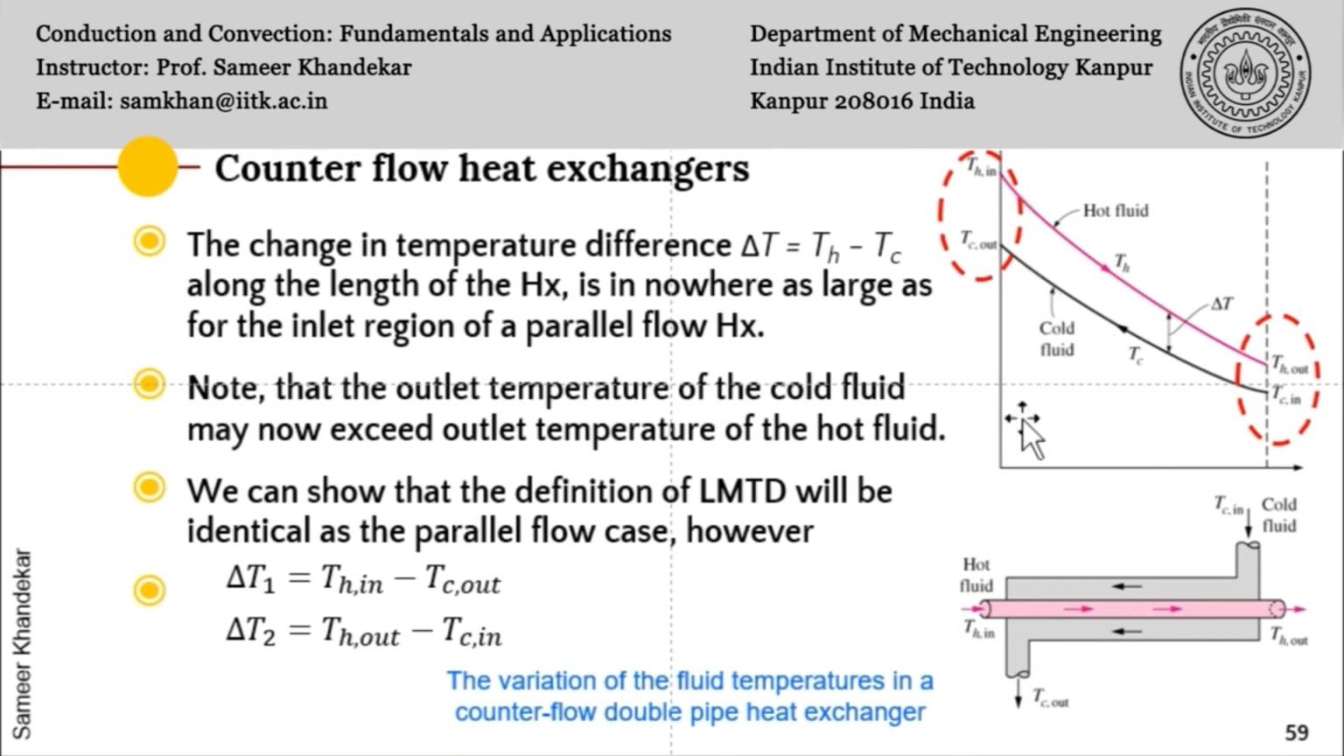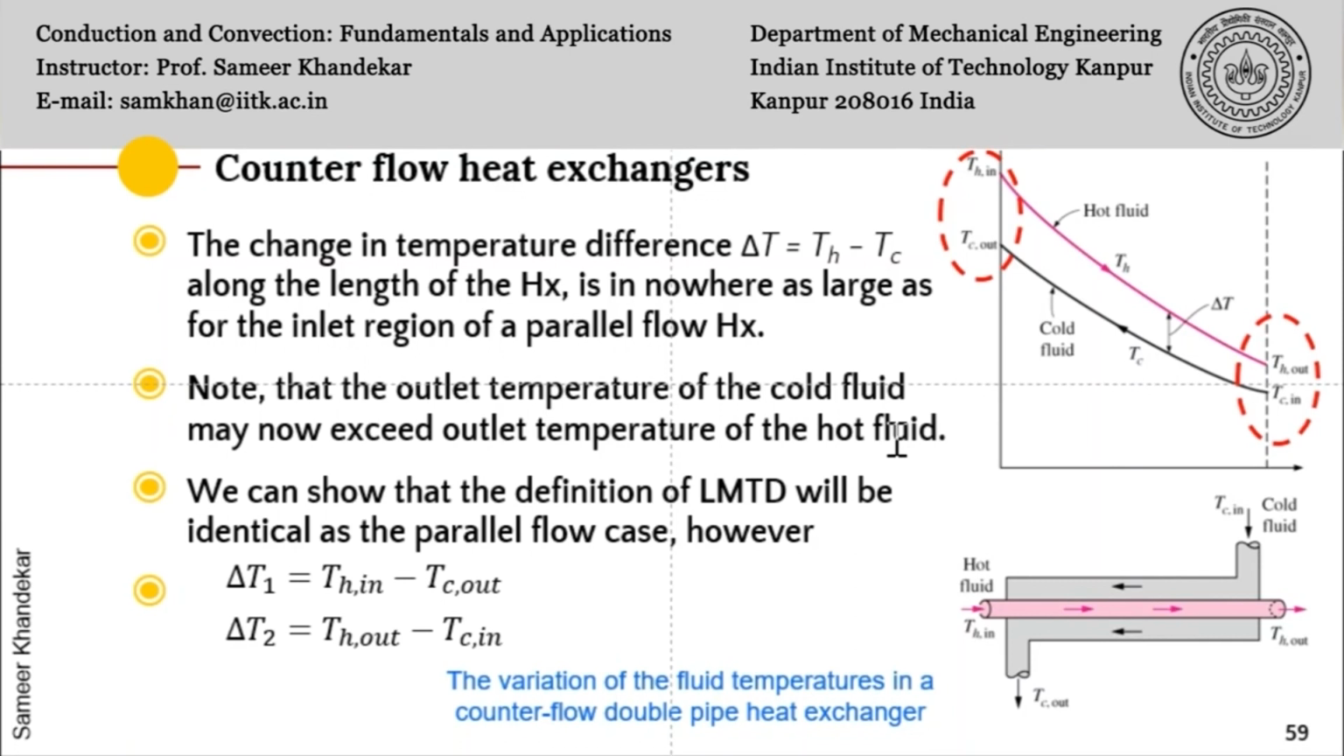So naturally, on the inlet side in the parallel flow, the delta T at the inlet, which I have circled here with a dotted ellipse, is pretty large, and naturally this inlet of the cold fluid is on the left hand side in a parallel flow heat exchanger. So note also that the outlet temperature of the cold fluid may now exceed the outlet temperature of the hot fluid. This is also possible in a counterflow heat exchanger.